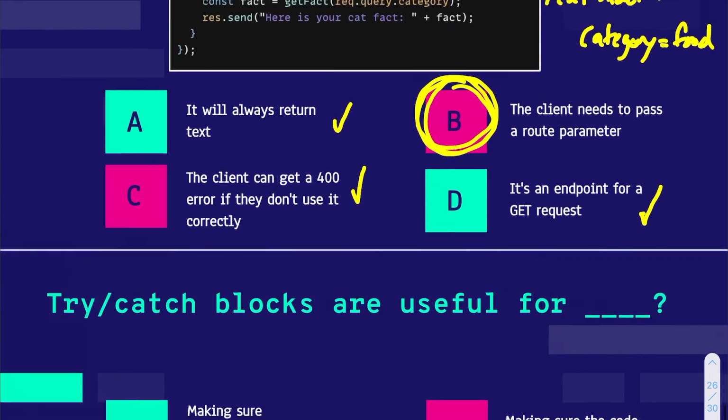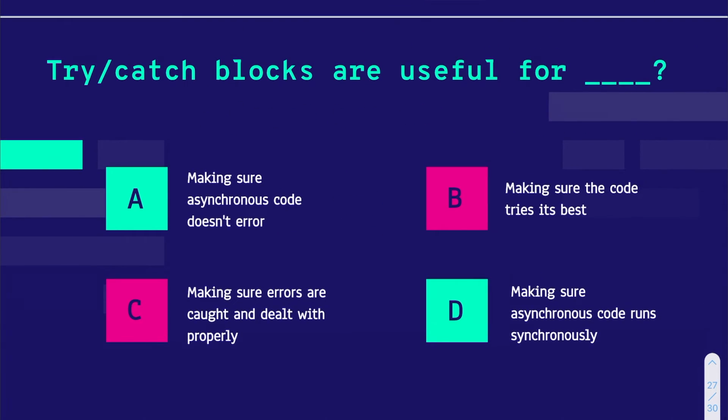Right, next question. Try catch blocks are useful for A, making sure asynchronous code doesn't error, B, making sure the code tries its best, C, making sure errors are caught and dealt with properly, or D, making sure asynchronous code runs synchronously. The correct answer here is C.